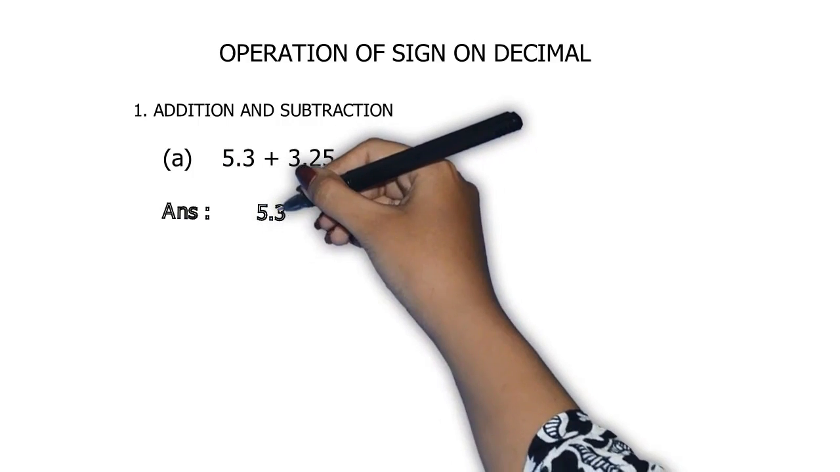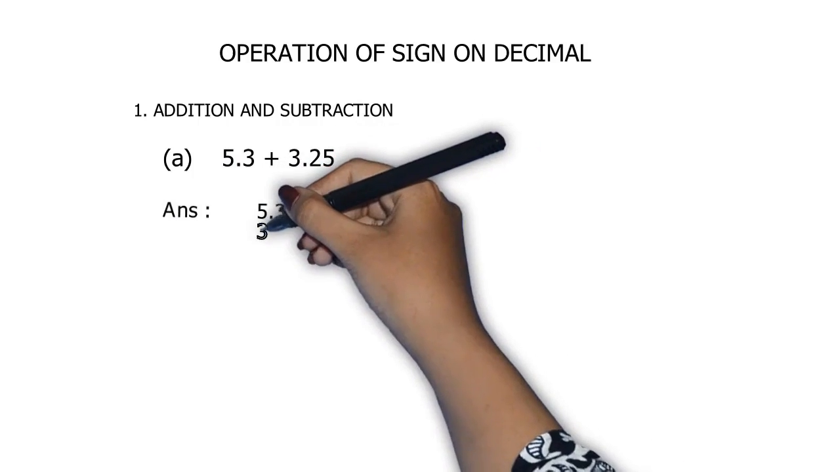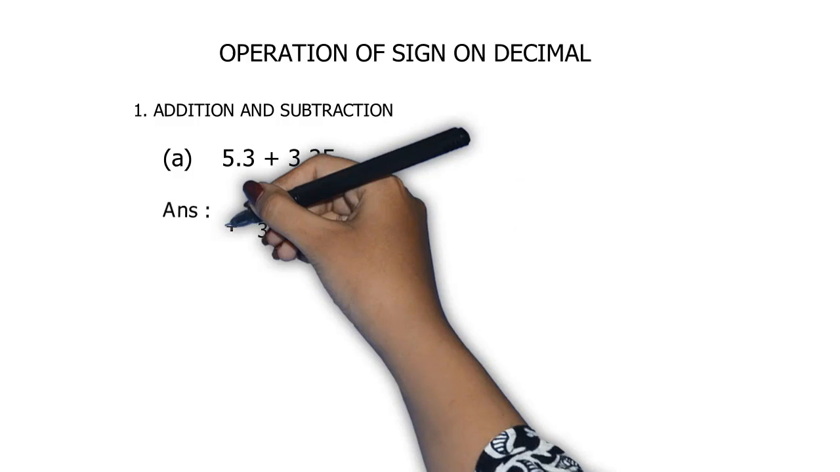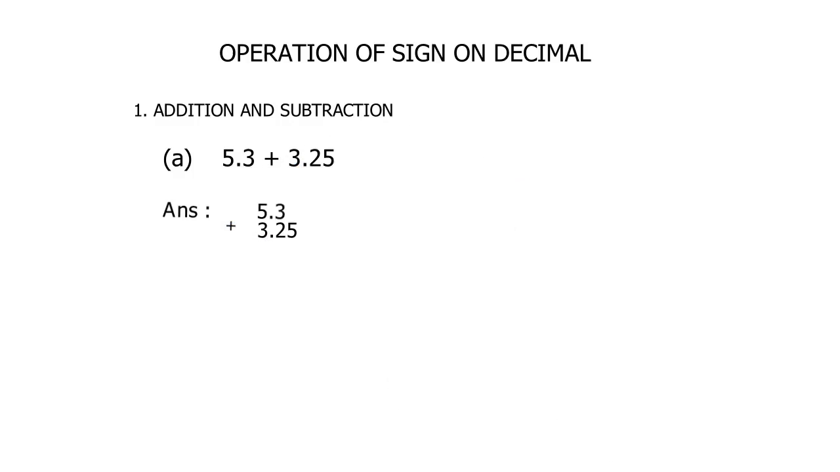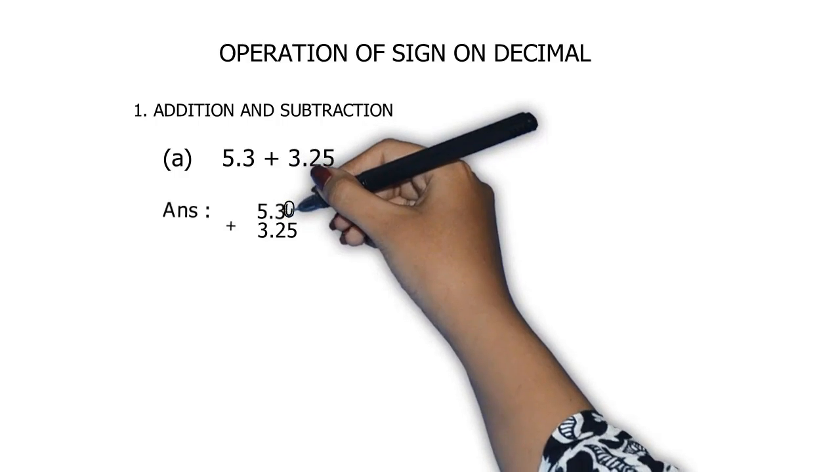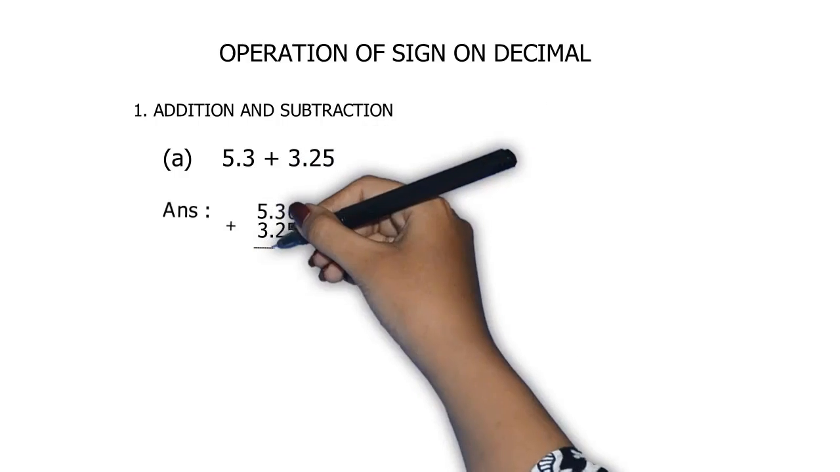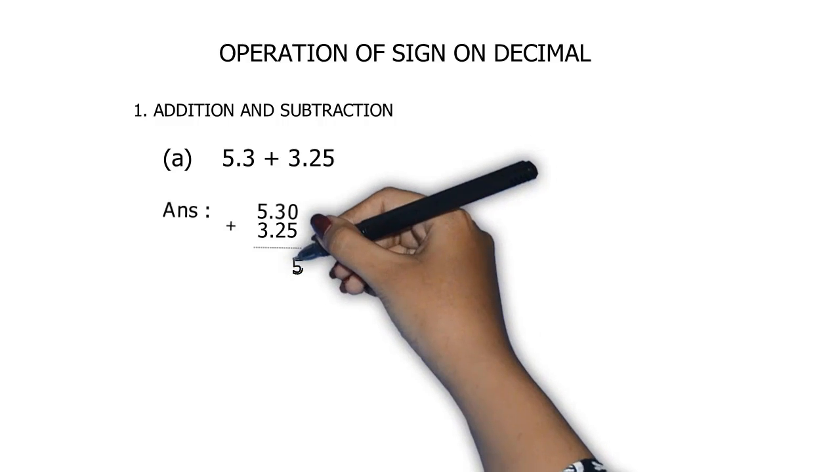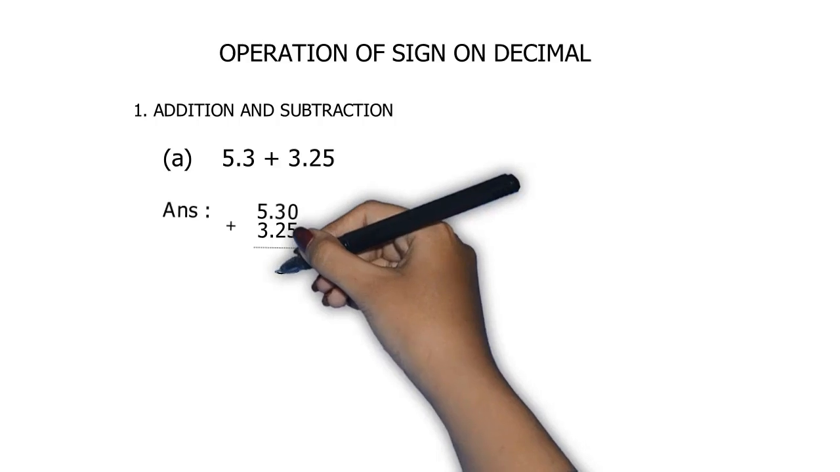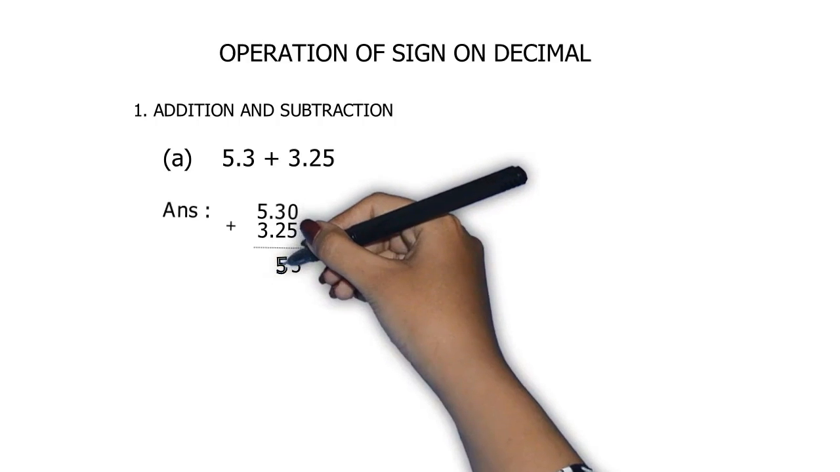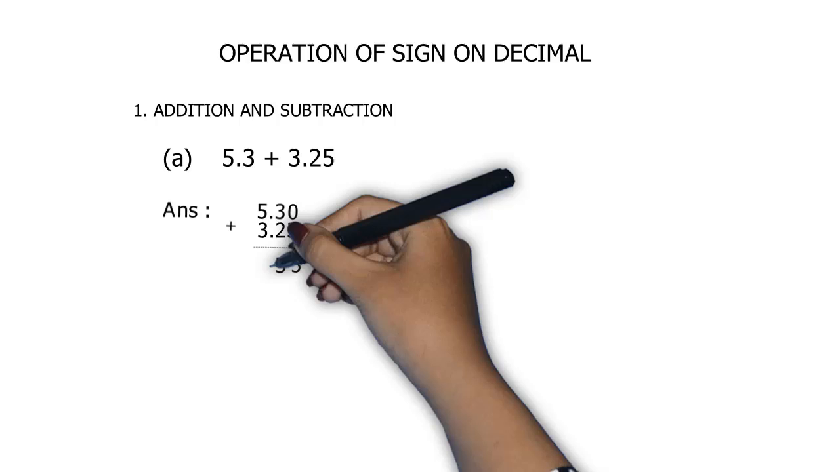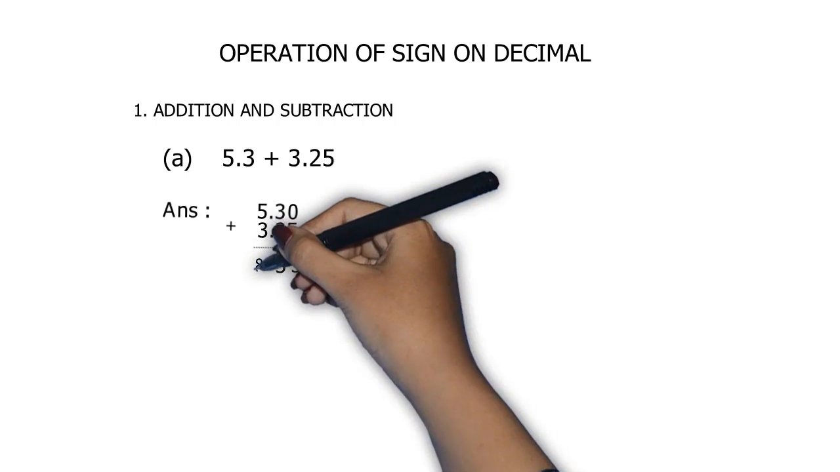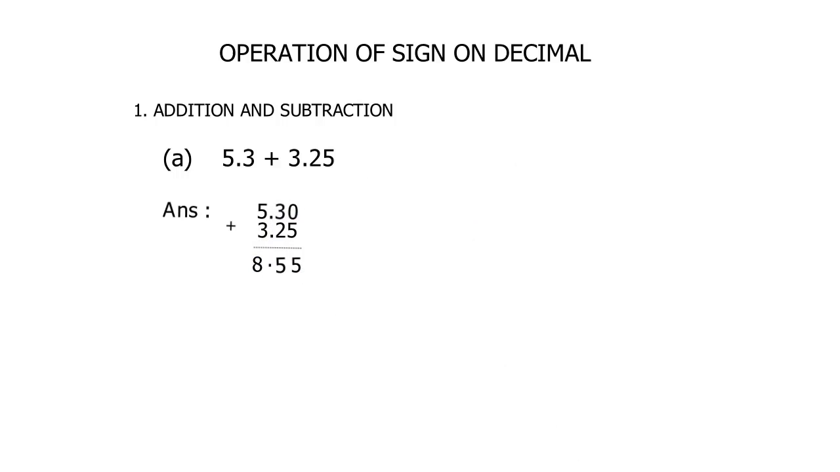5.3, below it we're going to write 3.25. We have to add, so first we have to check the digits after the decimal. We have to make them equal, so we're going to write 0. So 0 plus 5 will give 5, 3 plus 2 will give again 5. Below the decimal we're going to put the decimal, 5 plus 3 will give 8. So here we get the answer 8.55.